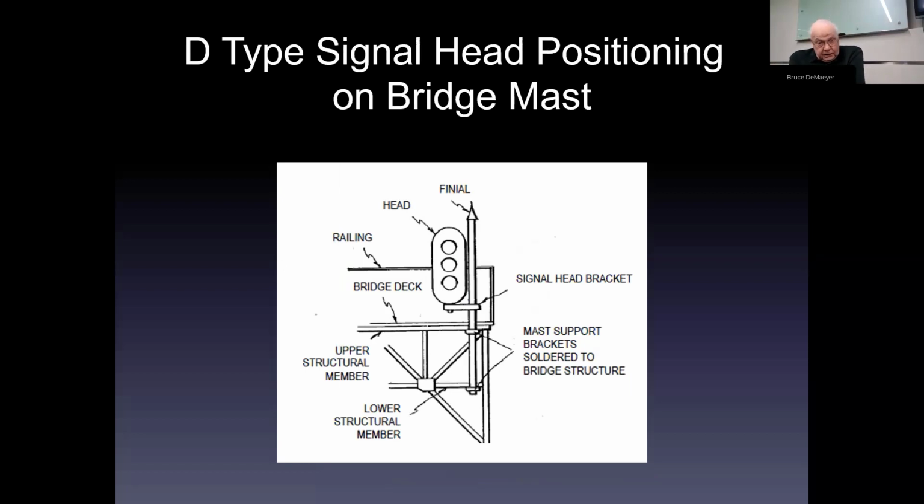So my signal head positioned on a bridge mast is going to look like this. The upper structural member of that bridge and that individual signal post will have a head on it. Most of them will have 2 heads on the same mast, and all of that's going to be glued and soldered to the bridge structure. And that's what it will look like. That's the kind of signal I'm using, D-type signal heads.